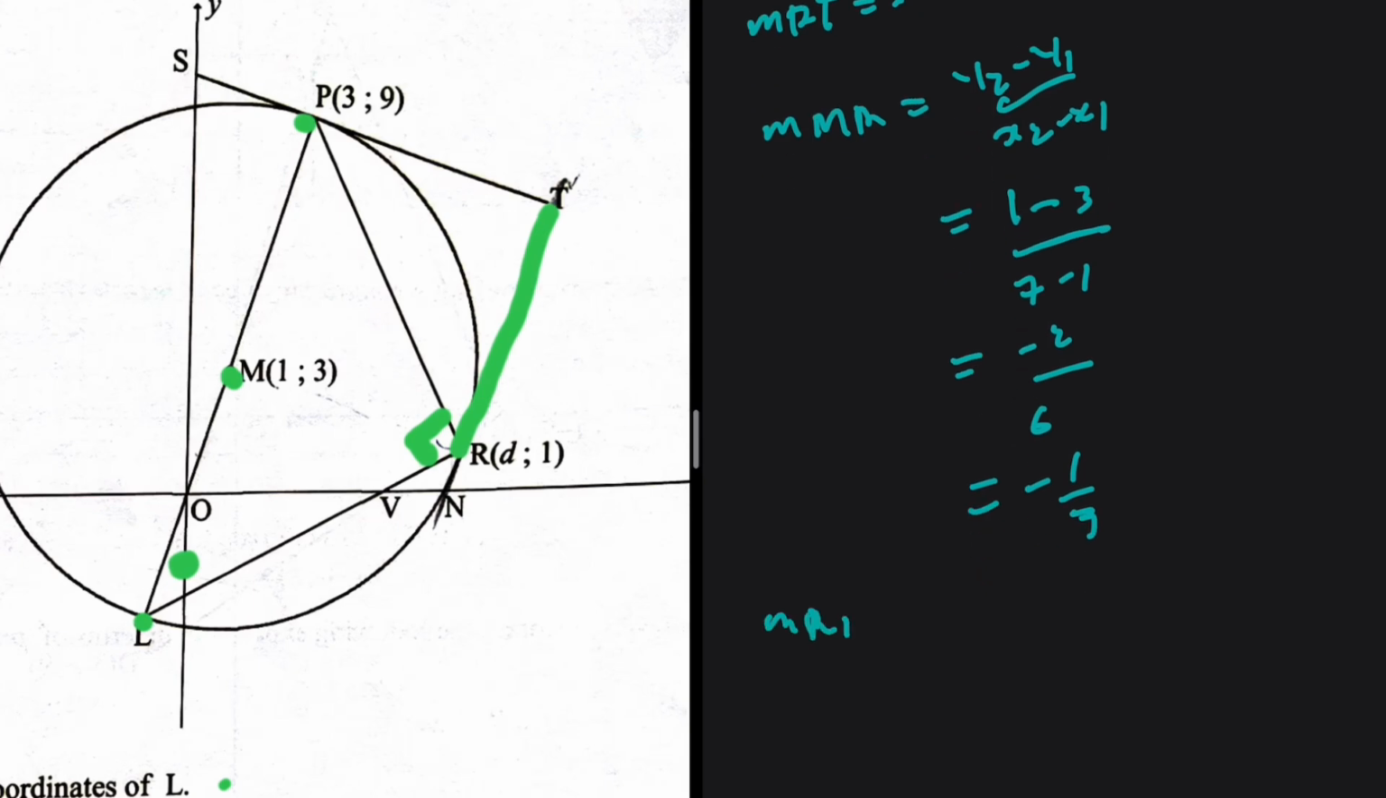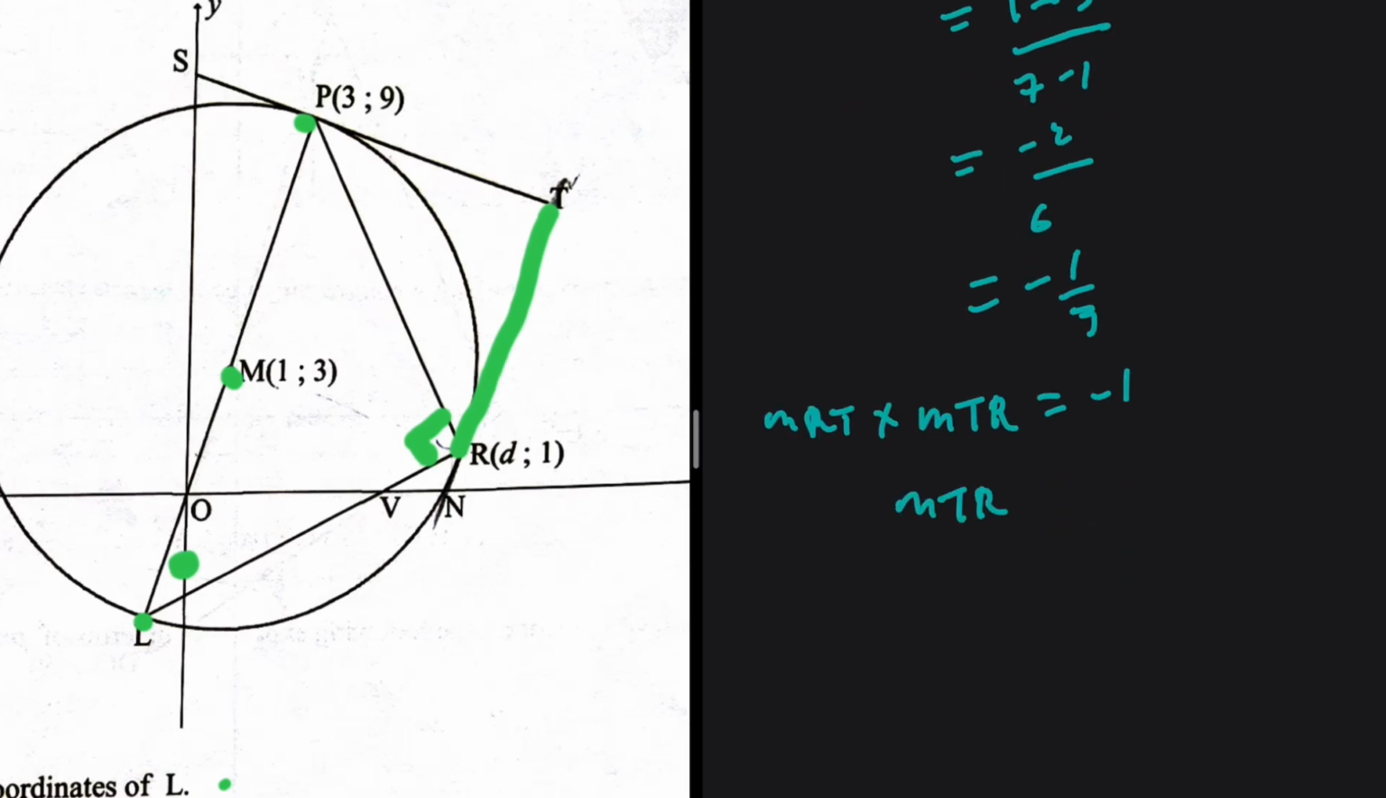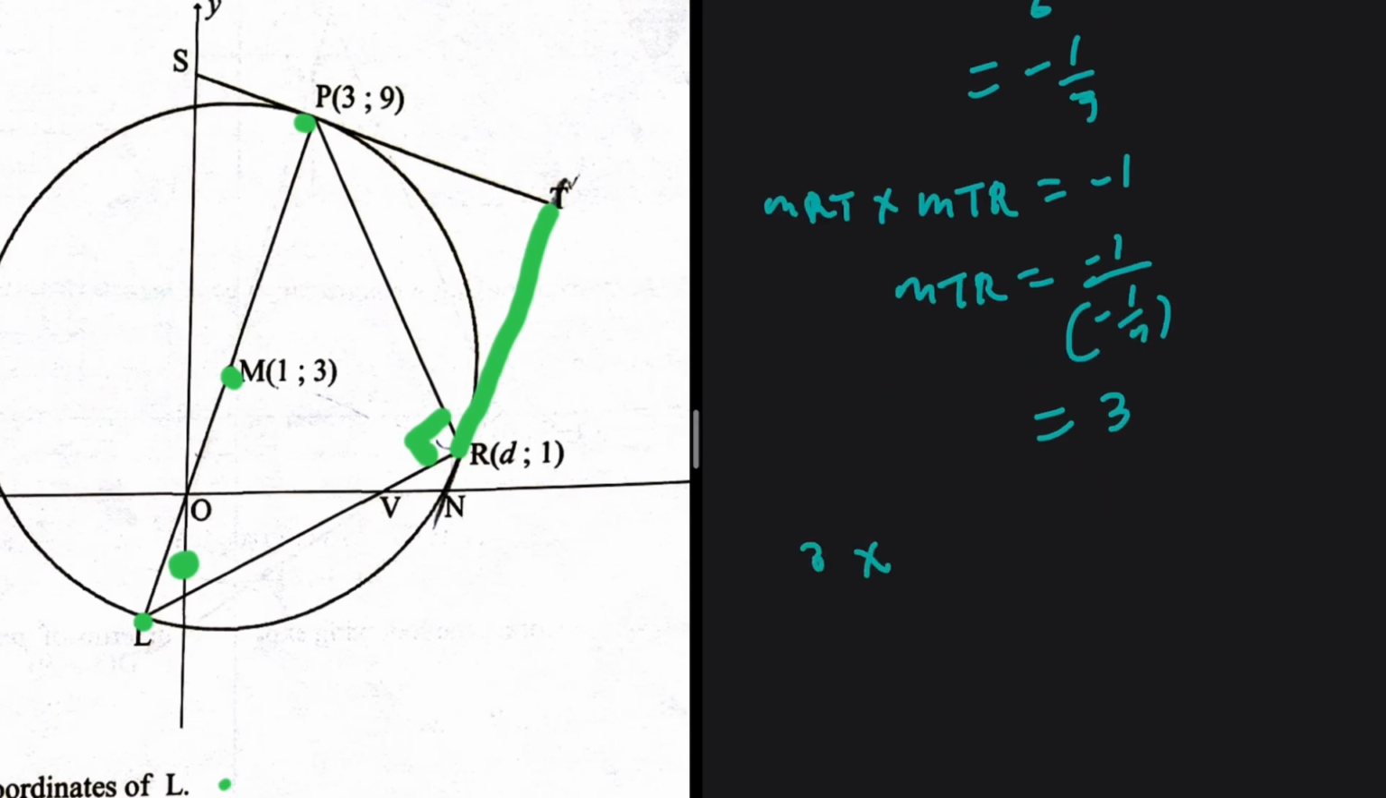So the gradient of MR multiplied by the gradient of TR should be minus 1. So the gradient of TR is minus 1 divided by minus 1 over 3, which is equal to 3. This is the gradient of TR. Multiply by minus 1 over 3, the gradient of PT, gives us minus 1. So we have shown that these two lines are perpendicular to each other, as we can clearly see here.